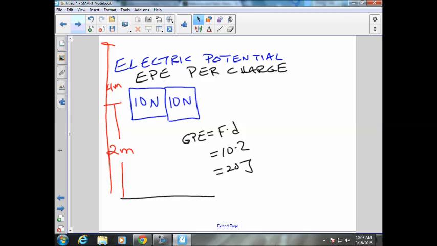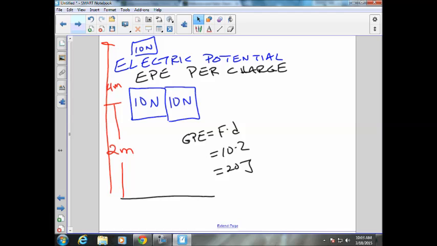Or we could have twice as much mass up there. Both of those examples, either a 10 Newton weight 4 meters up, or 20 newtons of weight 2 meters up, both of those would have 40 joules of potential energy.